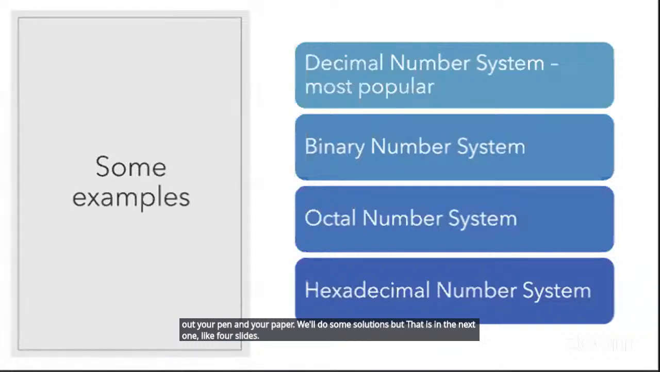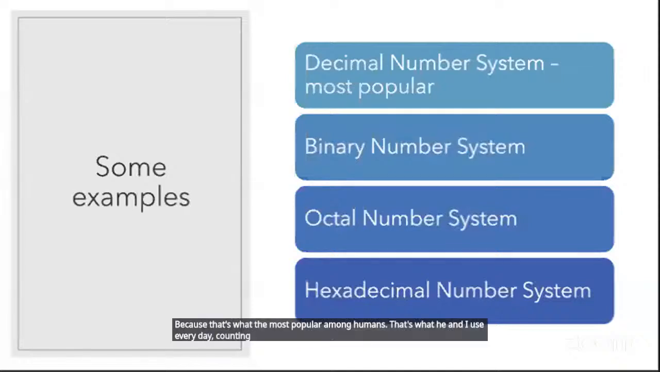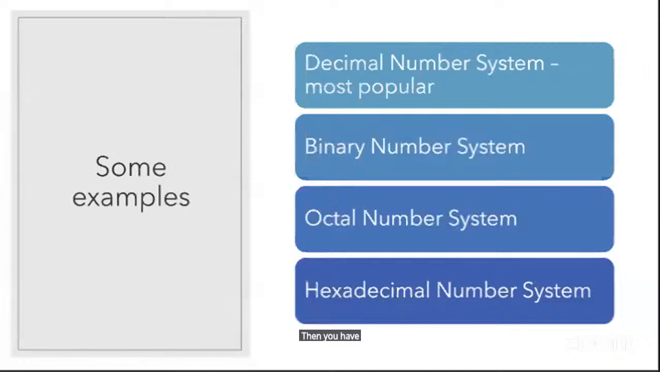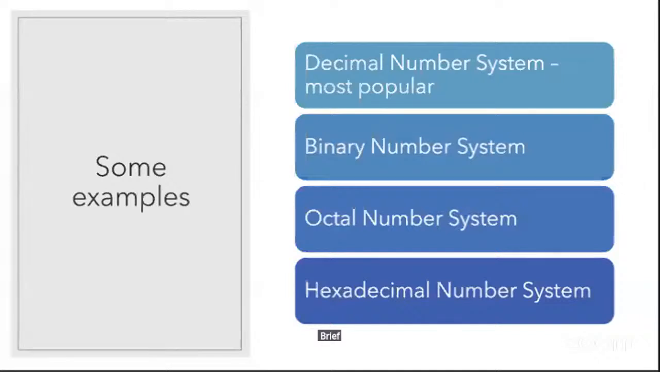The examples of number systems. You have the decimal number system. It is the most popular among humans. That's what you and I use every day, counting money, counting anything. Then you have the binary number system. You know what it is. You have the octal number system and the hexadecimal number system. So the next slide will just explain what they are, a brief summary of each of them.